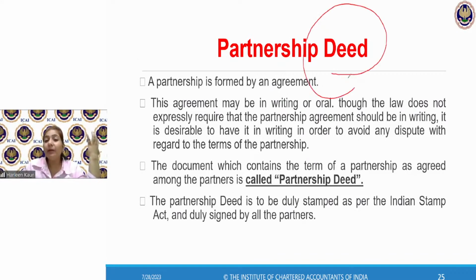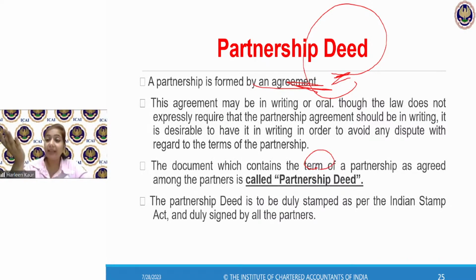So the agreement between the partners is known as the partnership deed. A and B signed an agreement that we will do business. This agreement is called a partnership deed. We make a deed in which all the terms of partnership are written: who all will be the partners, how the partners will retire, how the partners will behave, what are the rights and duties of the partners, what are the powers given to the partners. Everything is defined in this partnership deed.